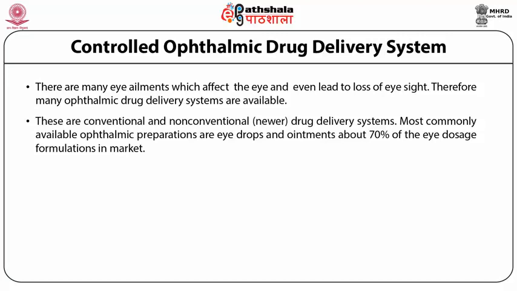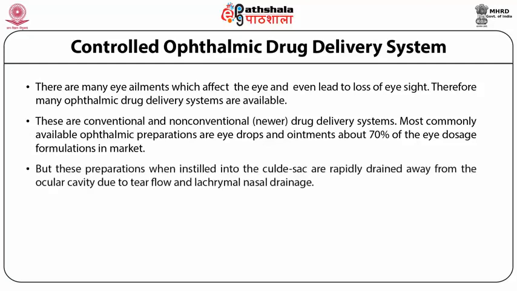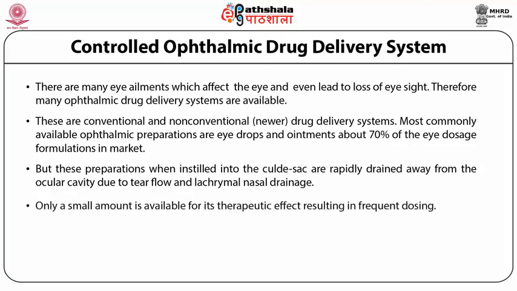Most commonly available ophthalmic preparations include eye drops and ointments, and about 70% of the eye dosage formulations in the market comprise these units. But these preparations, when instilled into the cul-de-sac, are rapidly drained away from the ocular cavity due to the tear flow and the lacrimal nasal drainage. Only a very small amount is available for its therapeutic effect, resulting in frequent dosing.